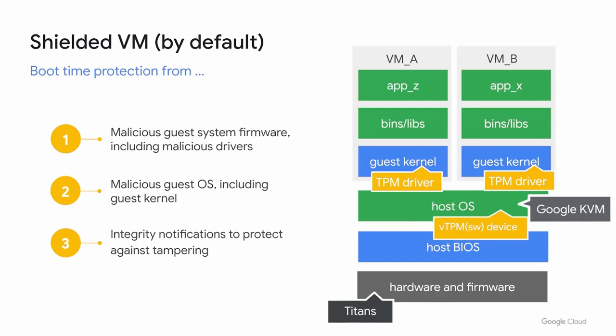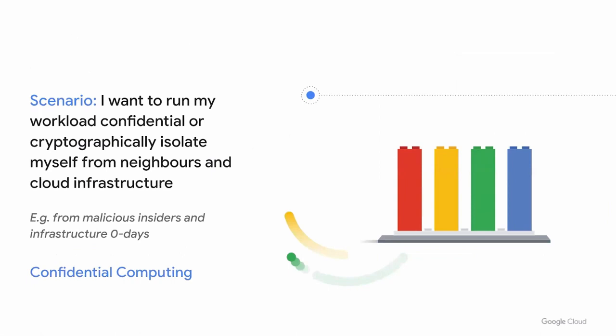So in this case, Shielded VMs can help protect your virtual machines against rootkits and kernel level malware, because we have secure and measured boot capabilities within it. Great. So now you've created this hardened box where you can process data.